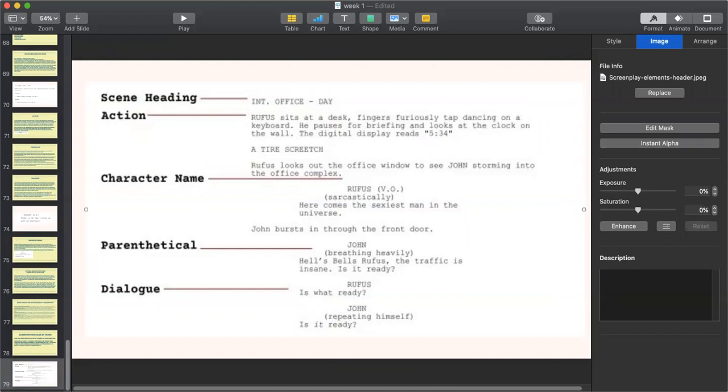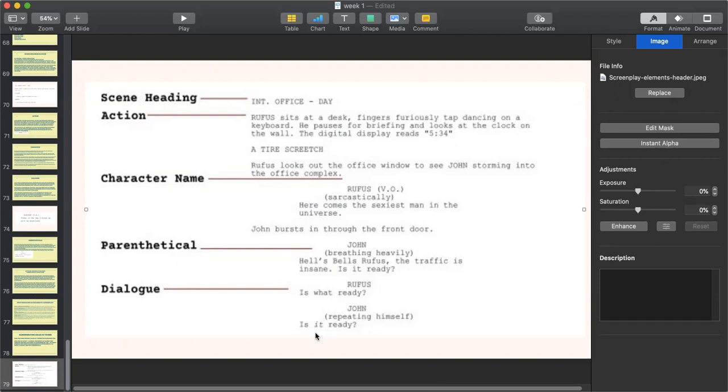So the parenthetical contains a little of the acting of the characters. Okay, so once you mention this, it's very, very clear how these characters are behaving. So reading the script again, you are clear about how this character is behaving. John, how can you show that he has run? John burst into the front door. Hell's bells, the traffic is insane. Is it ready? Okay. So this is what a parenthetical is.